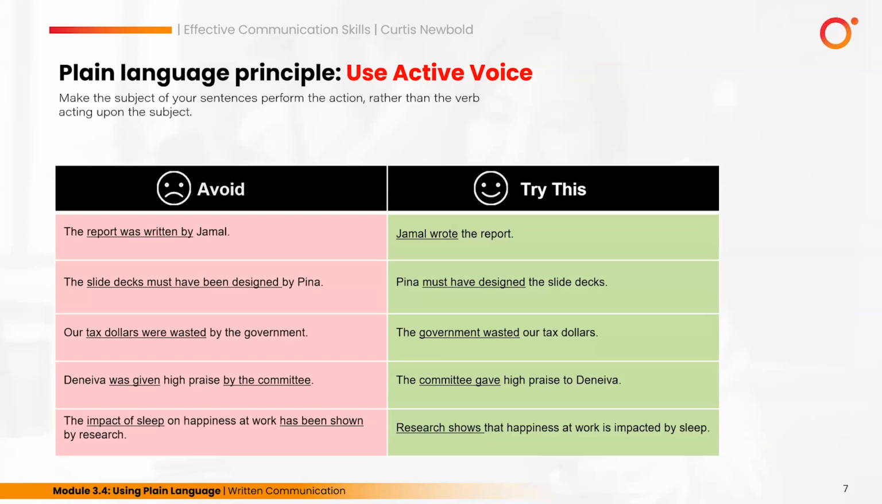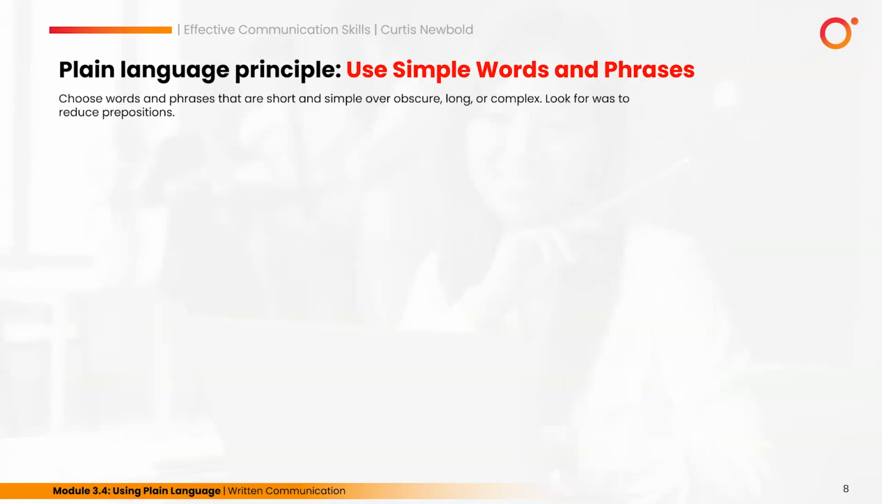So active voice tends to be a little bit easier to follow, easier to read. It also reduces a significant amount of words. You can see there that on the right, we have fewer words in every single one of those sentences than we did on the left. So use that active voice as much as you possibly can. Okay, another plain language principle: use simple words and phrases.